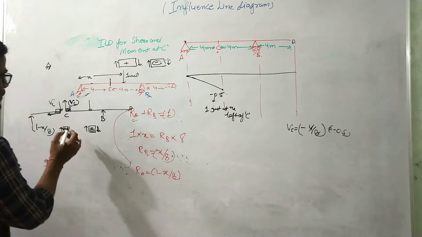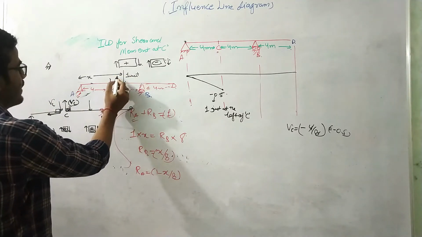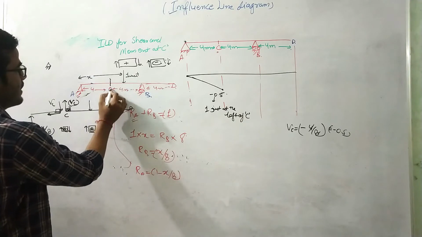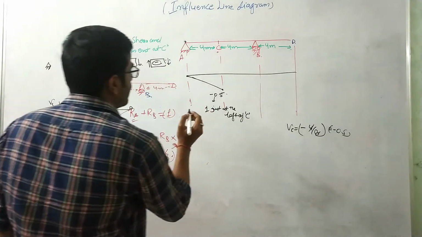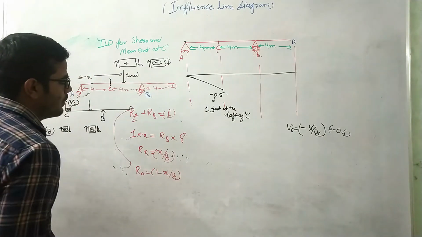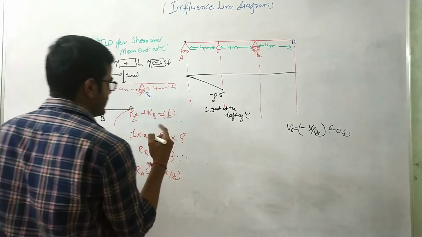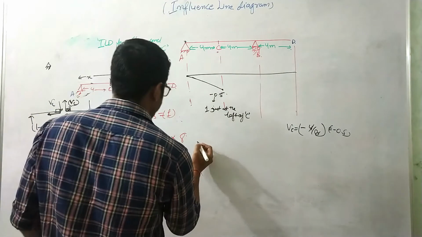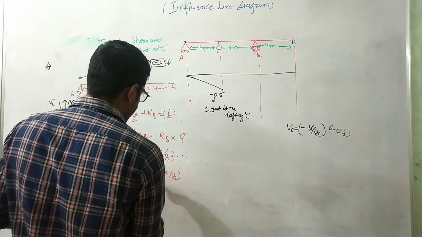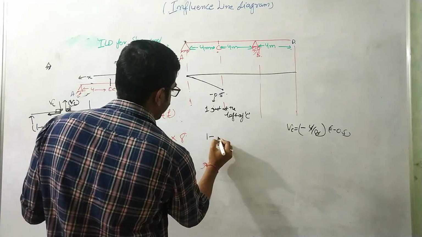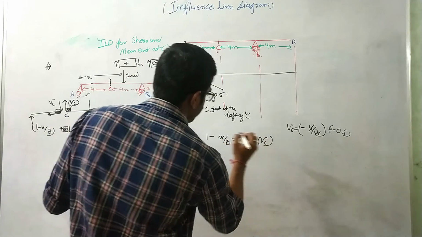So at this location, when the load is acting just right of this section, C section, it will be positive only. Okay. So from here, you can say that when the load is just at the right of C, then 1 minus x over 8 is equal to our Ra, which is nothing but our shear force VC.